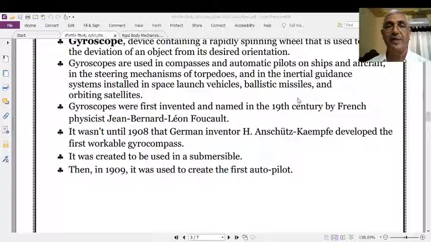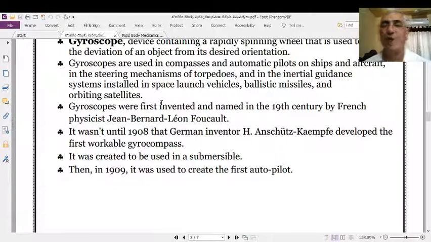And the gyroscope is used in a compass and automatic pilot on ships and aircraft. Of course, these are the real applications of the gyroscope. Gyroscope is used in compasses, automatic pilots on ships and aircraft, in steering mechanisms of torpedoes, and in the inertial guidance systems installed in space launching vehicles, ballistic missiles, and orbiting satellites.